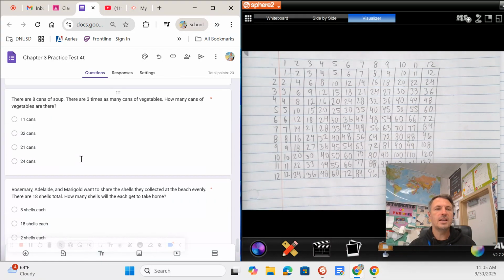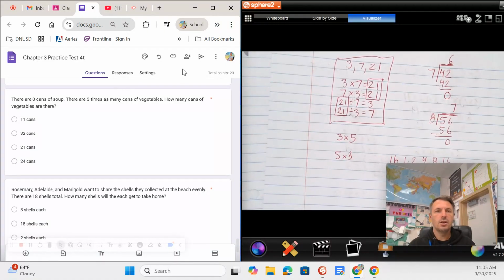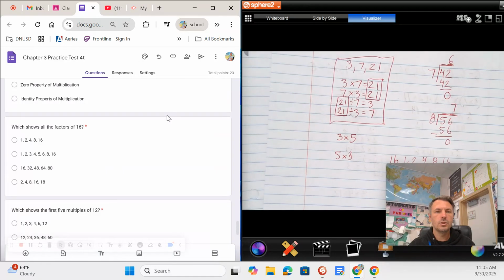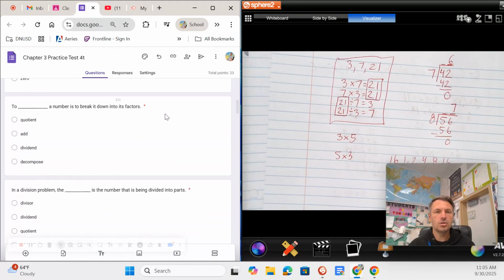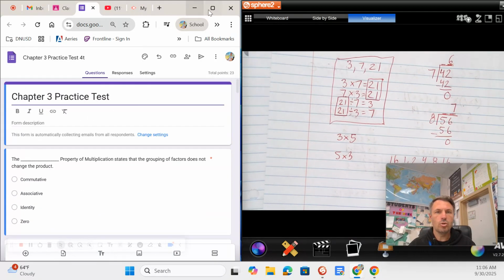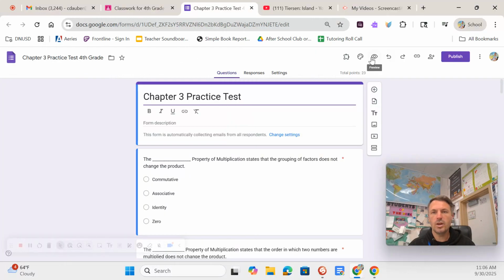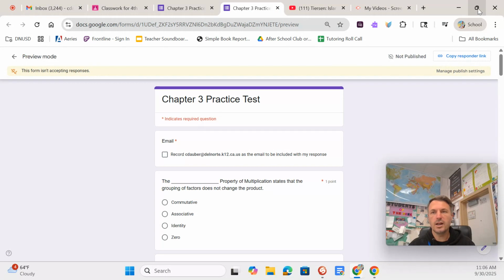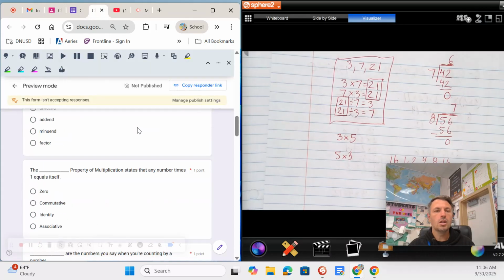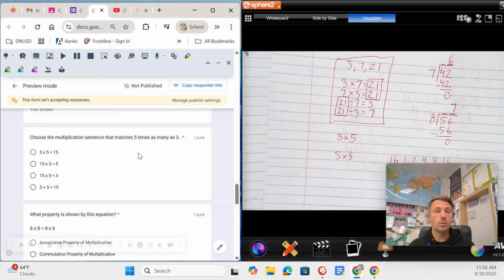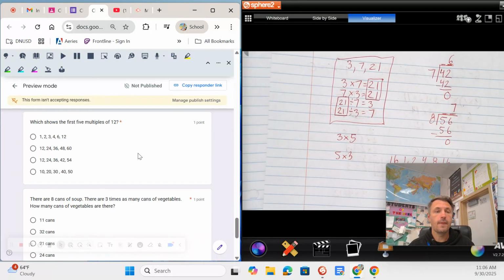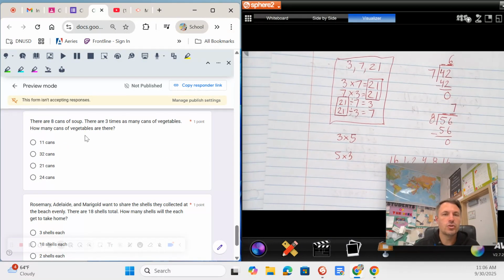Next, there are 8 cans of soup. There are 3 times as many cans of vegetables. How many cans of vegetables are there? I'm going to switch this to eyeball version so I'm seeing it the same way you're seeing it, so I can highlight, because I want to go over how to highlight parts of a word problem to help you get it correct.